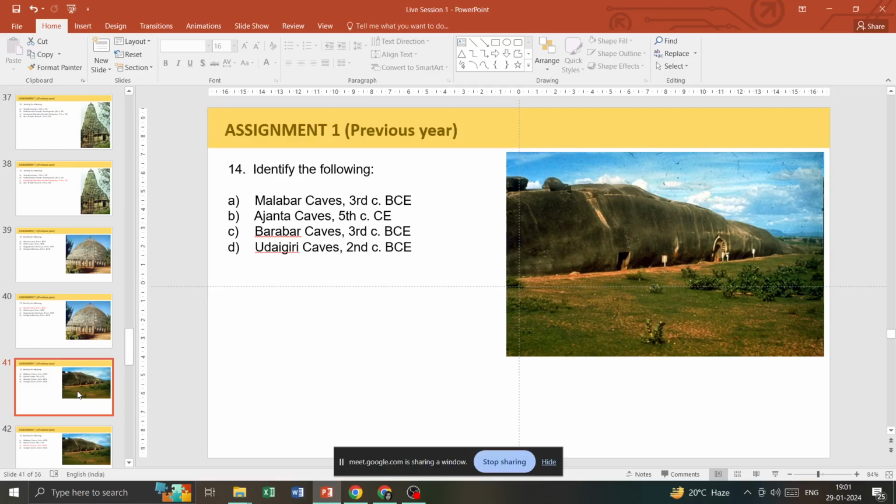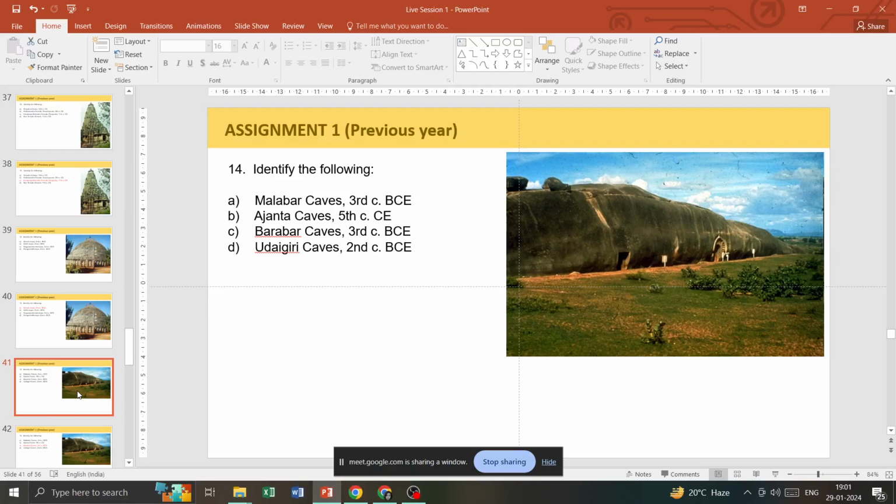So identify the following: Malabar caves, 3rd century BCE; Ajanta caves, 5th century CE; Barabar caves, 3rd century BCE; Udaygiri caves, 2nd century BCE. I have already shown this image. This is actually Barabar caves in 3rd century BCE. It's the oldest record of cave architecture in India, and this was a place where Ajivikas used to live.